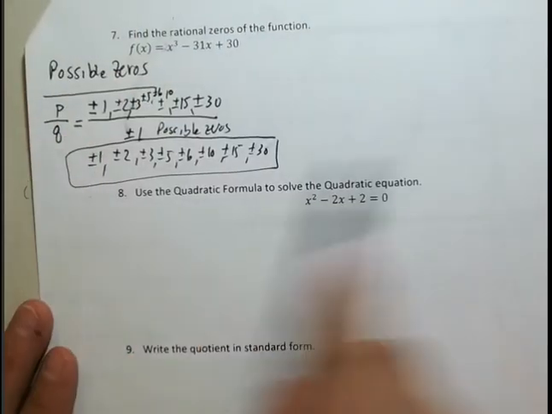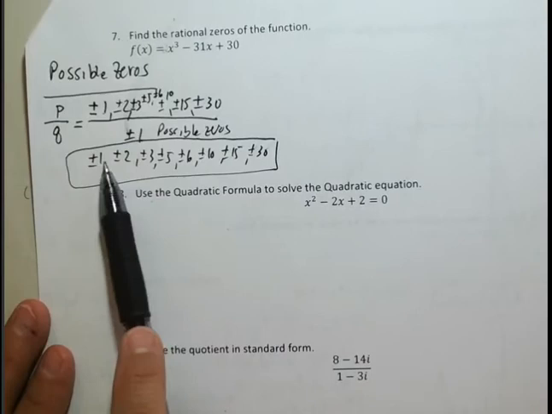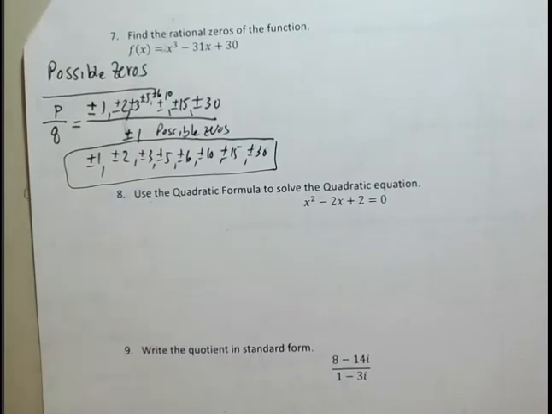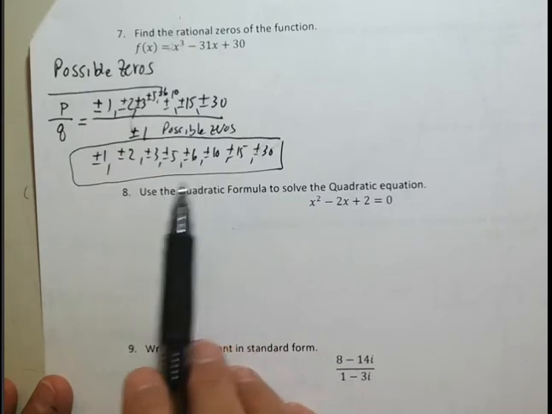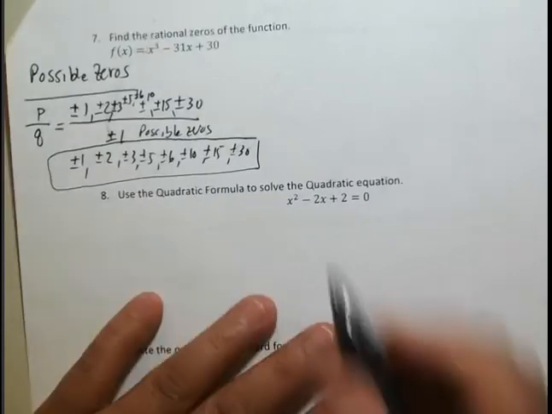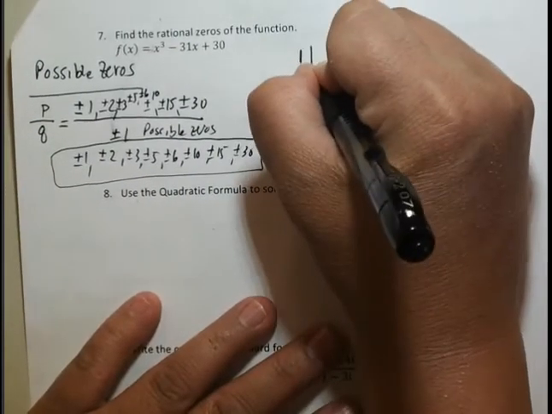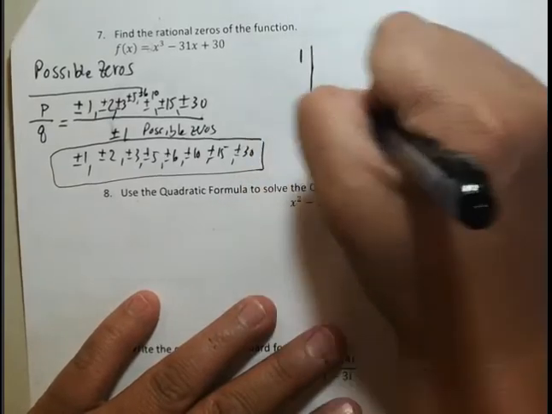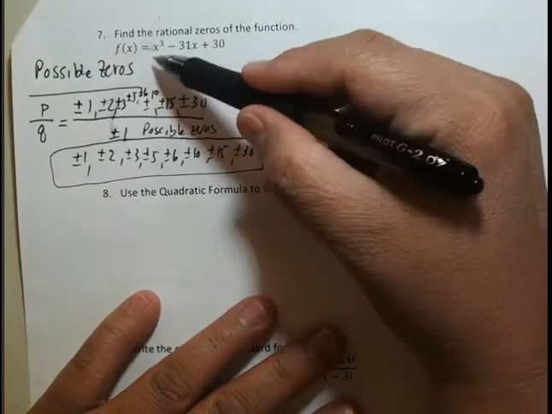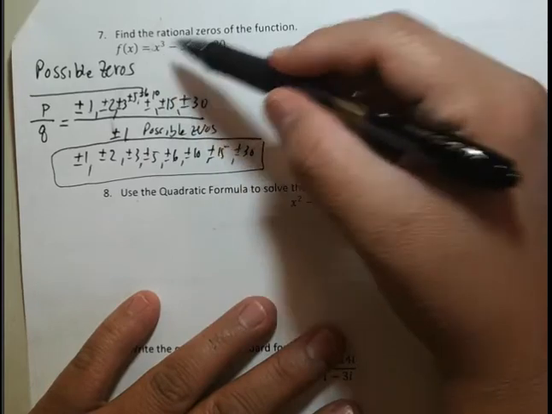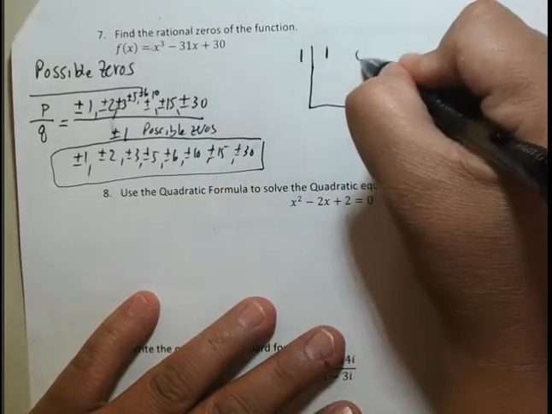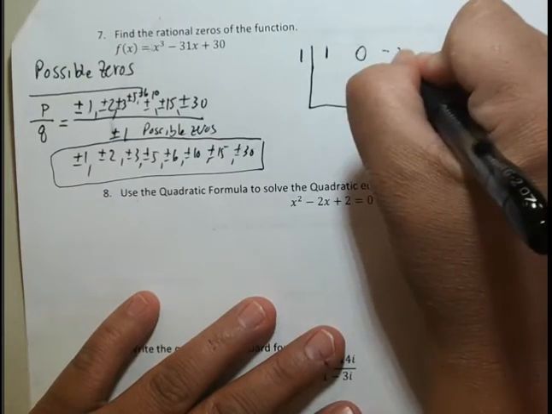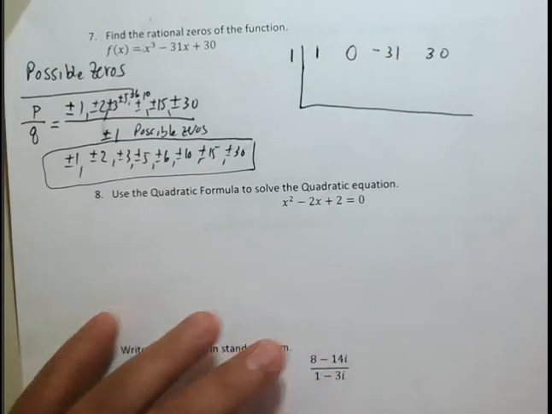So once you have your list, what it does is instead of checking an infinite amount of numbers, it kind of gives you a list to use synthetic division and see which one works. So I always start with 1. So I'm going to use synthetic division. So x cubed is going to be a 1. There's no x squared, so I use a 0. And then you have x, and you have your constant.